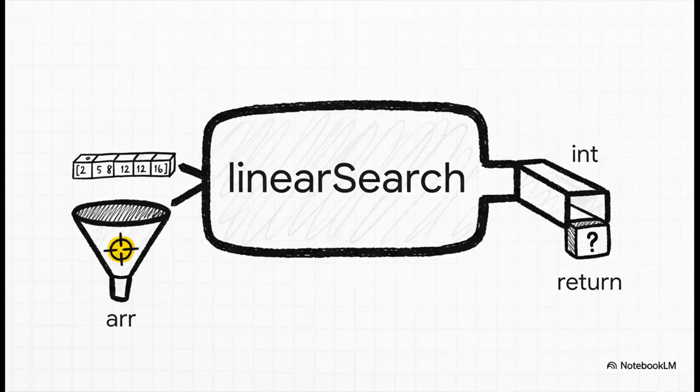Okay, first up, the method signature. We'll start with public, and it's going to return an int that's going to be the index of our target. And what does it take in? Two things. An integer array we'll call arr, and the integer target that we're looking for.